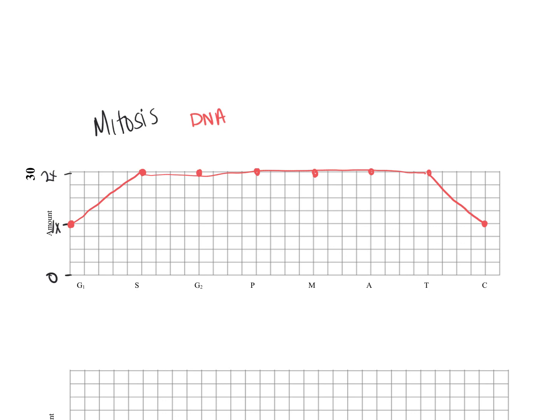Next, we're going to look at the number of chromosomes. And starting in G1 again, what we would expect to find is 0. We should not see any chromosomes during G1 or during interphase because at this point the cell has its DNA as chromatin and the chromosomes don't begin to form until prophase.